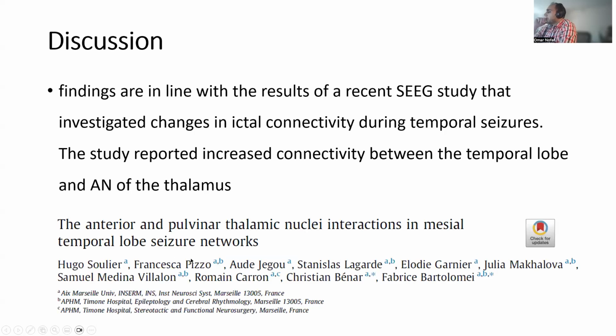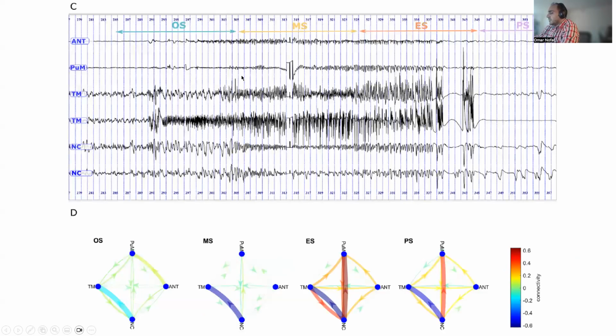There was a recent study published that investigated, also an SEEG study, the changes in ictal connectivity during temporal seizures, and it also reported increased connectivity between the temporal lobe and the anterior nucleus of the thalamus. This is from the French group, the Bartolomei group. And basically, as you can see here, at the onset of the temporal seizure, there is relatively rapid propagation to the ANT and then also to the pulvinar nucleus, in this example of a temporal lobe seizure and its propagation pattern, with heavy involvement of both the anterior nucleus of the thalamus and the pulvinar.